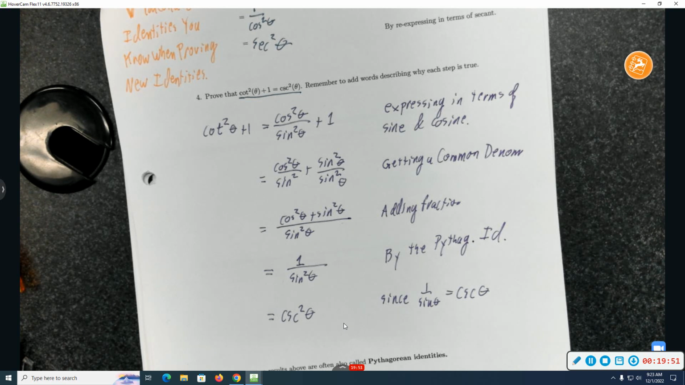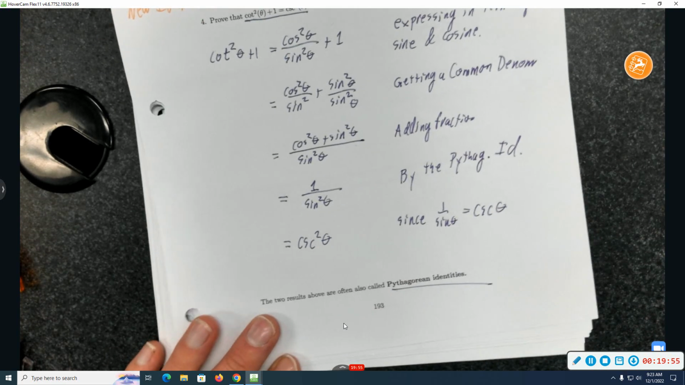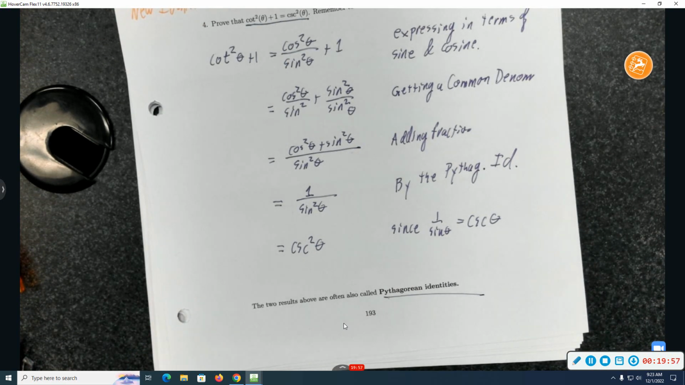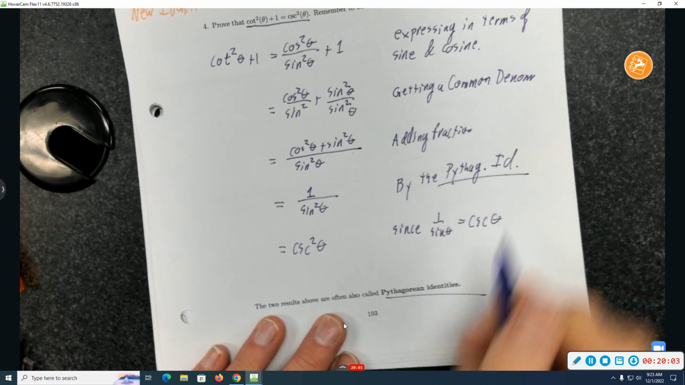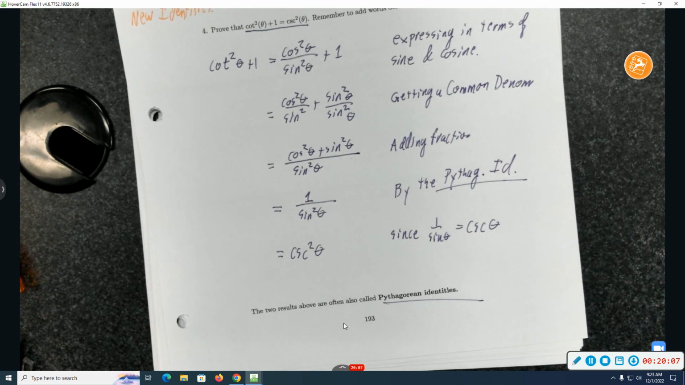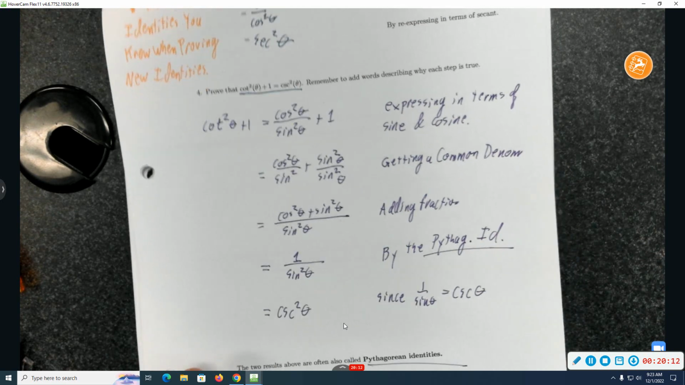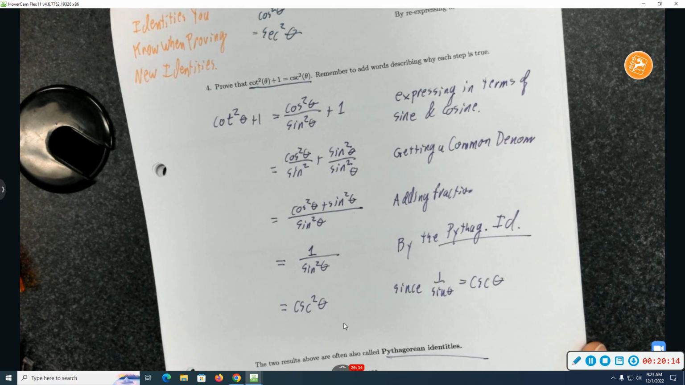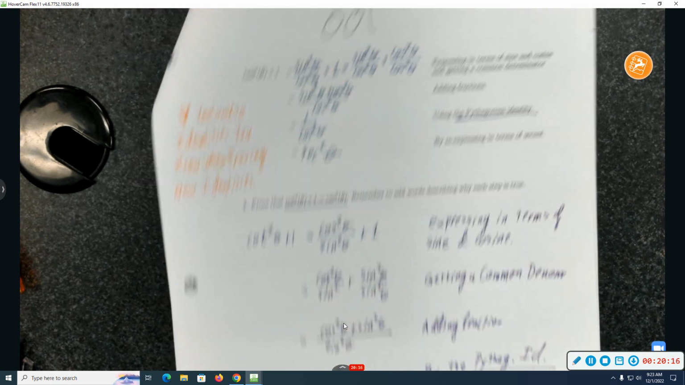Cool. So these two results above are together referred to as Pythagorean identities, for reasons that are reasonably obvious. They're all just the standard Pythagorean identity with some algebra around it. Cool. Any questions before we keep on going? All right.